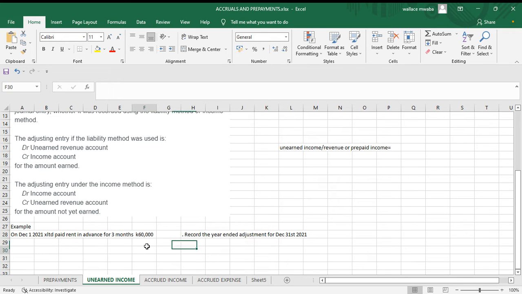First let's find out our monthly charge. They paid for 3 months, so we're going to divide 60,000 by 3. That is going to give us 20,000 kwacha. So that's how much we are receiving as rent income, 20,000 kwacha per month. That's the monthly charge.